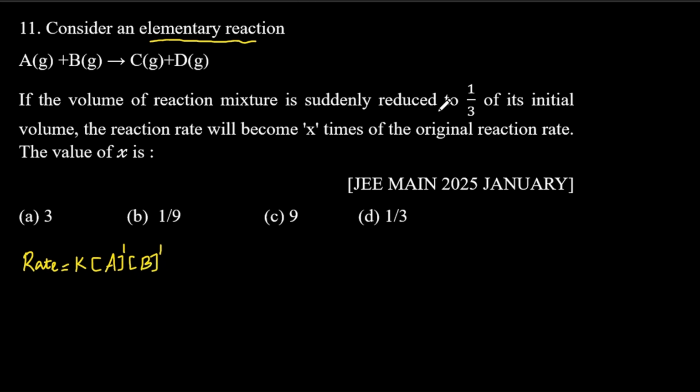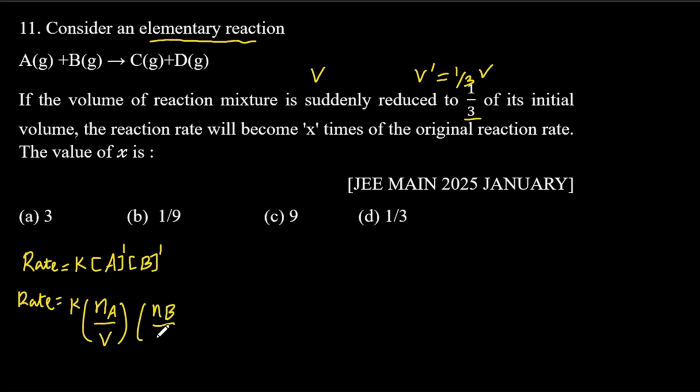If the volume of the reaction mixture is suddenly reduced to 1/3, the initial volume is V, and after the reduction, let us assume it is V dash. So V dash equal to 1/3 V. We have written concentration in this rate equal to rate constant into concentration of A, concentration of B. So what is actually concentration? It is number of moles divided by volume. So number of moles of A by V, then number of moles of B divided by V. Volume is same for both.